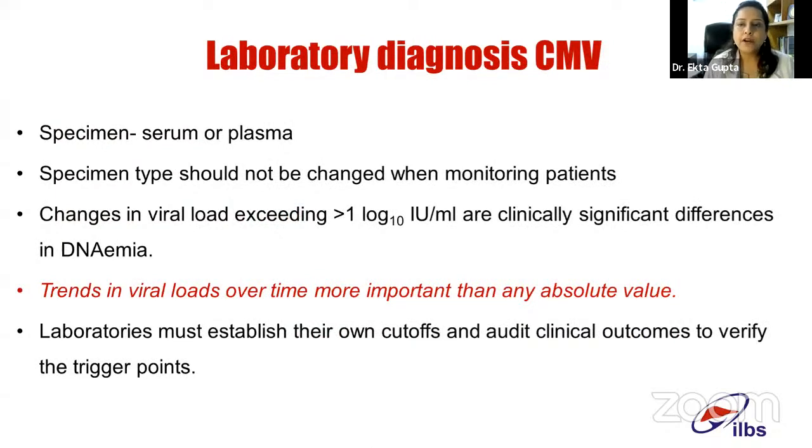The preferred sample for testing CMV is serum or plasma. If you are using plasma, stick to it when monitoring the same patient. Changes in viral load of more than 1 log10 are considered clinically significant, because you don't know the baseline. Certain stresses, like surgical stress and ICU stress, can create some low level CMVemia in a patient. So it is not an infection where any positive value means infection; you have to be very careful. Trends in viral loads over time are more important than any absolute value, and you must have your own cutoffs and audit the clinical outcome and the trigger points for infection.